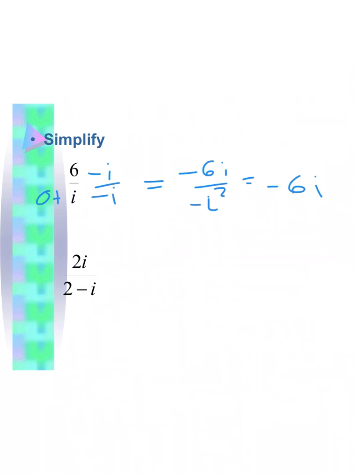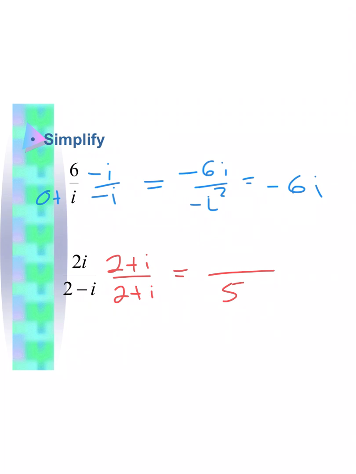For our second example, we have 2 minus i for our denominator. We do have an i in our denominator, which is the thing we have to deal with. Again, to do that, we're going to multiply both numerator and denominator by the conjugate, which in this case is going to be 2 plus i. For our denominator, again, we can do a squared plus b squared, which would be 4 plus 1, which is just 5.